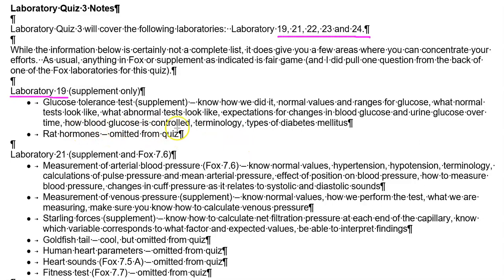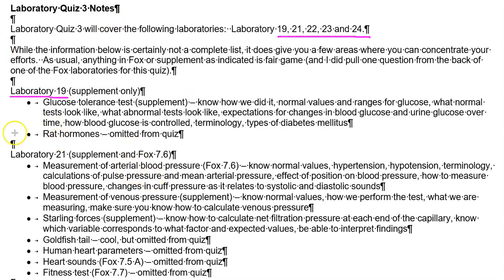You should know how blood glucose is controlled, so the relative contributions of insulin and glucagon. You should know the terminology. So there's a little section, a couple questions at the back of lab 19 in the supplement that ask about the different things associated with it, and the disease, and then the different types of diabetes mellitus. So especially type 1 versus type 2 versus gestational diabetes. So you should go back and look at those.